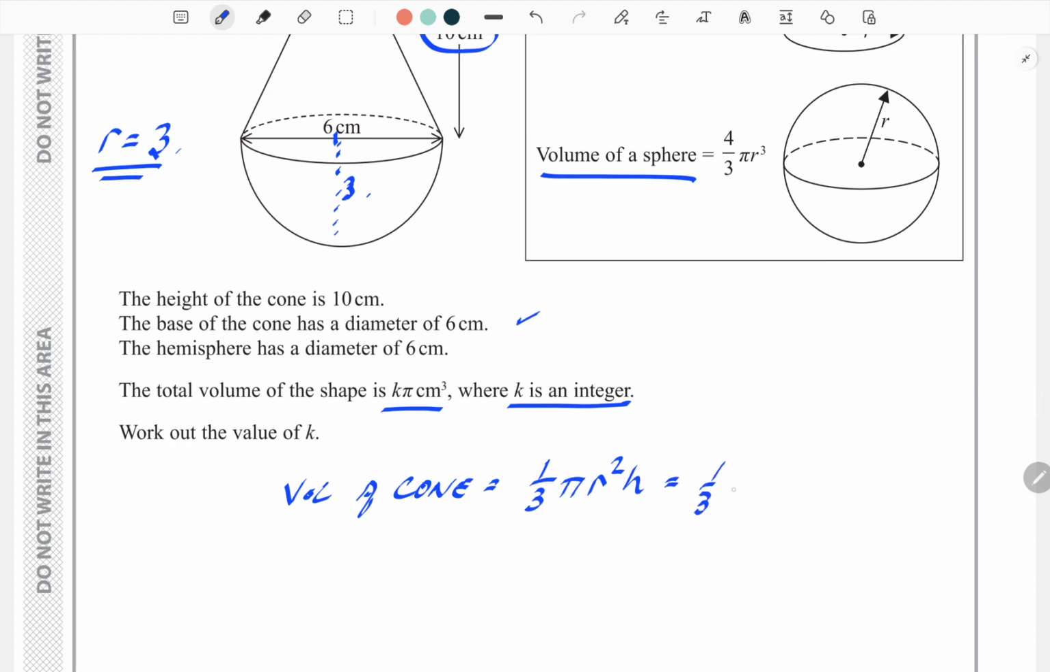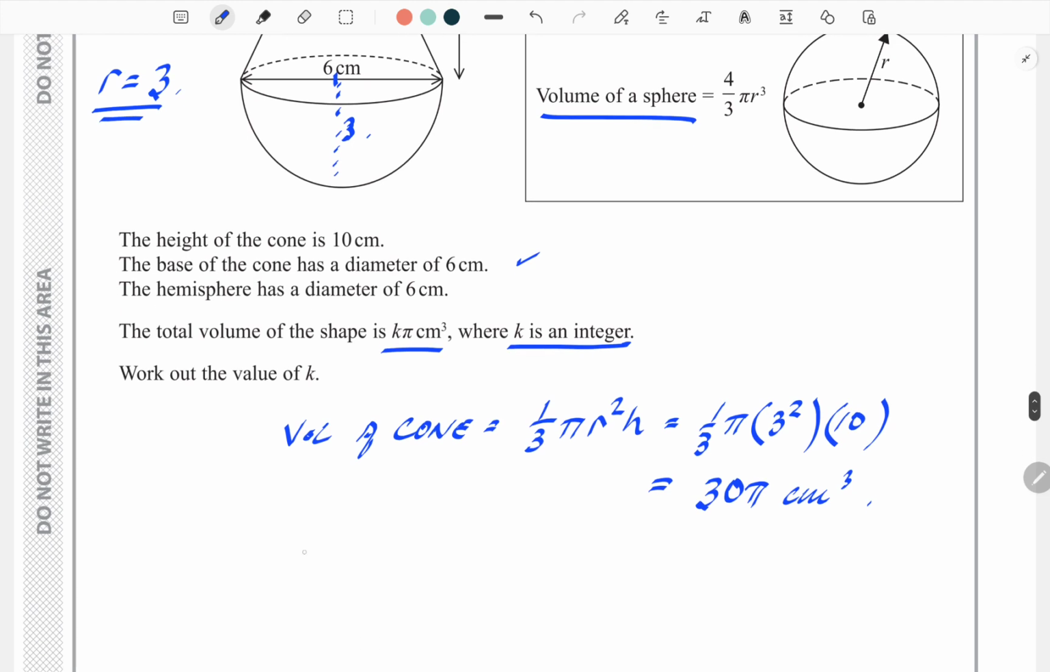So 1/3 pi, r is 3, so we have 3 squared, and the height is 10. Tidying all that up, 3 squared is 9, and divide by 3 leaves us with a 3 on top, times a 10, 30 pi. And that's cubic centimeters, if you want to be absolutely perfectly accurate. And then we have the volume of the hemisphere.